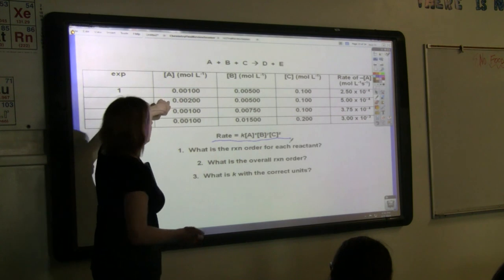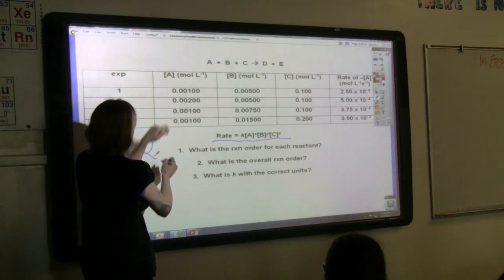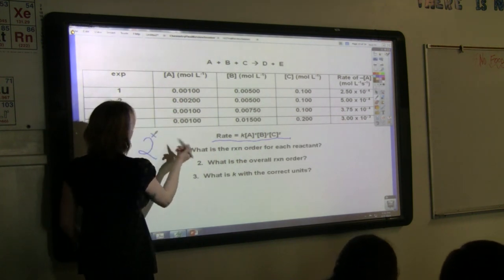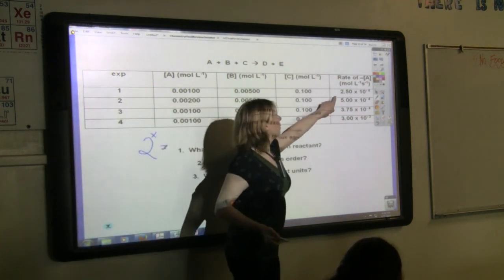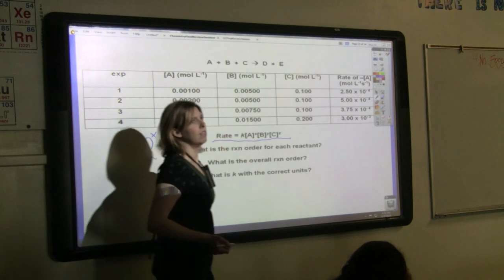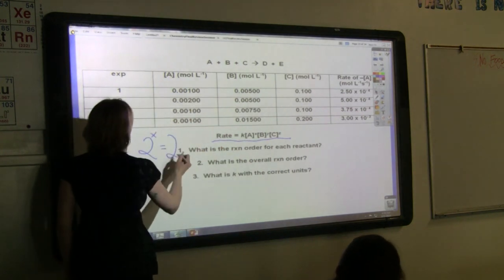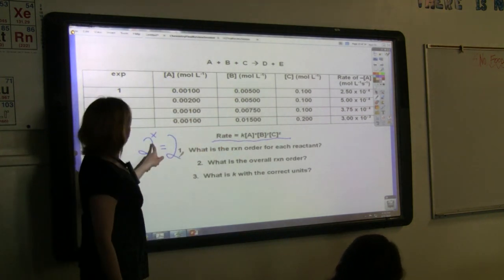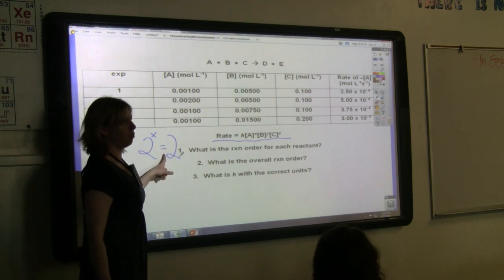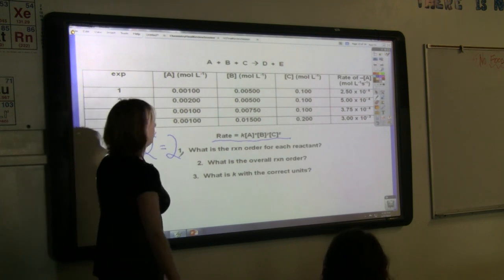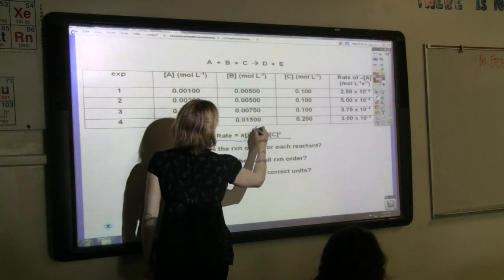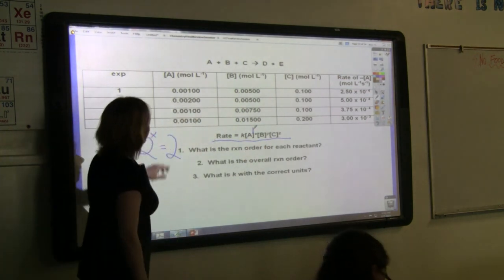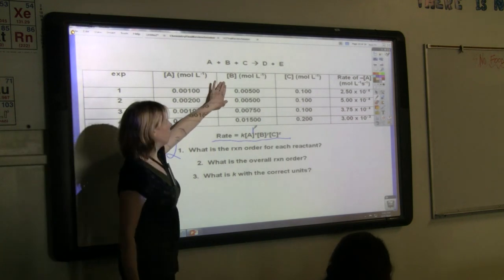So A, what happens between the first and the second run? It doubles, so I can put a 2 here, and it's going to be to some power. Now, I'm going to look at the rate. What happens to the rate? It doubles. So, 2 to the what gives you 2? 2 to the 1. So it's what order for A? First.